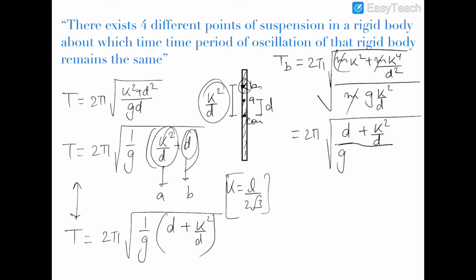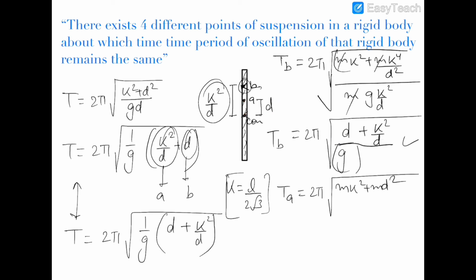Divided by g. You can see that. So this is the time period when we have hinged this rod about point B, and if we hinge this rod about point A, then the time period would be 2 pi under root of m k square plus m d square, because when we will hinge the rod about point A, then the distance between the center of mass and the hinge would be d.